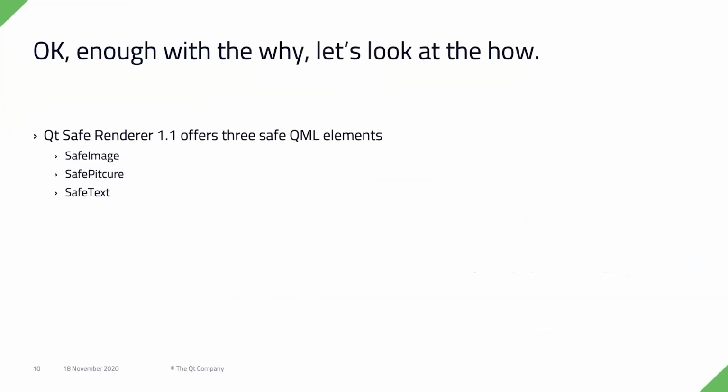So the Qt Safe Renderer offers three main QML elements with which you can write your safe UI. To make things clear, they're called safe image, safe picture, and safe text. We also have a safe message element, although that's not a UI element, that's a QObject. It has no visible appearance. It's just used for sending messages. And in this way, the Qt Safe Renderer QML is very similar to ordinary QML. In fact, you can embed these elements directly in your regular QML, should you so need to, and it will pick these up and put them in a safe UI.